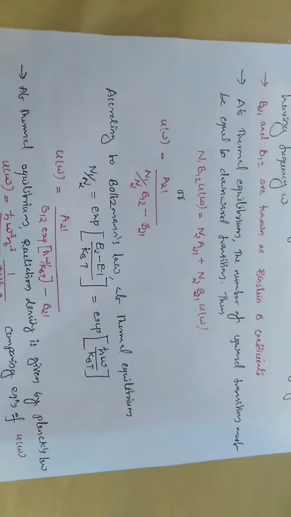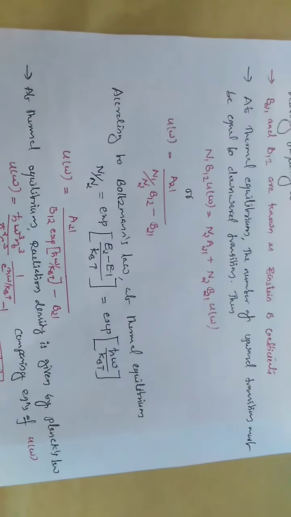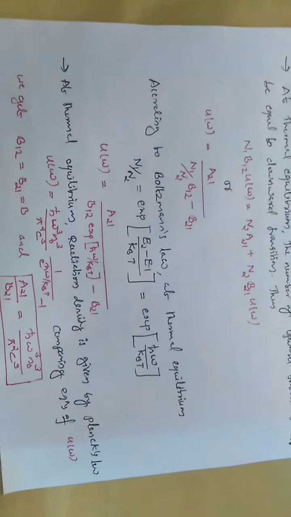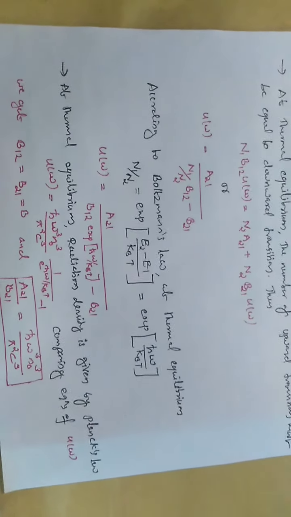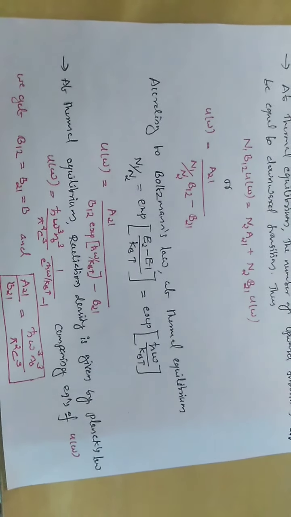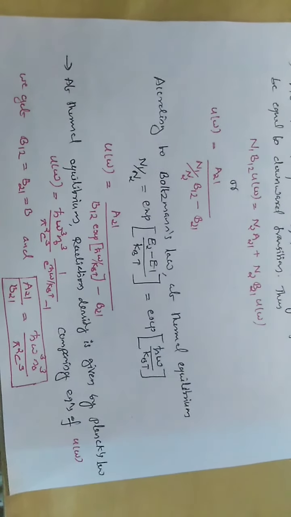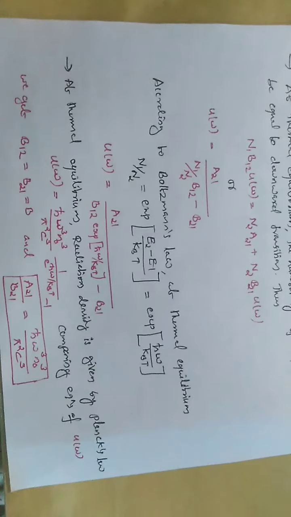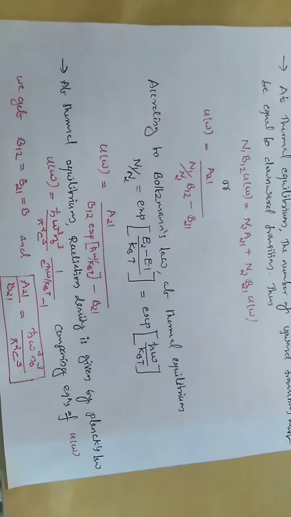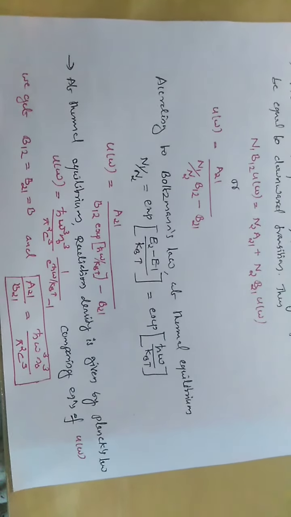U of omega equals A21 by B12 exponential h cross omega by kBT minus B21. At thermal equilibrium, radiation density is given by Planck's law. So, U of omega equals h cross omega cubed n0 cubed by pi squared c cubed into 1 by e raised to h cross omega by kBT minus 1. Comparing the equations of U of omega, we get B12 equal to B21 equal to B, and A21 by B21 equals h cross omega cubed n0 cubed by pi squared c cubed.